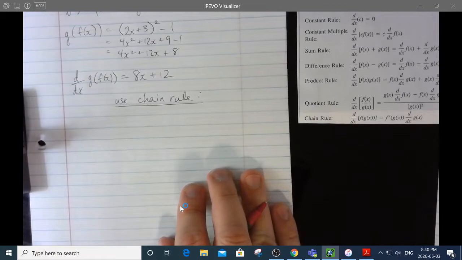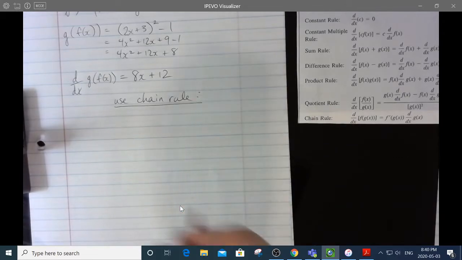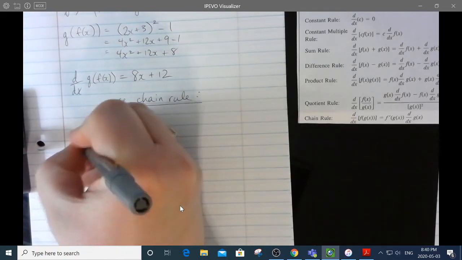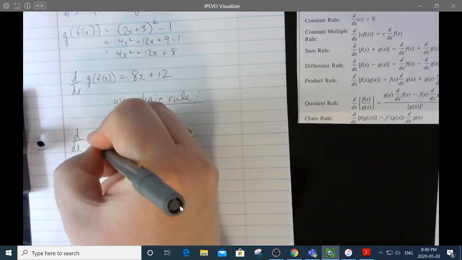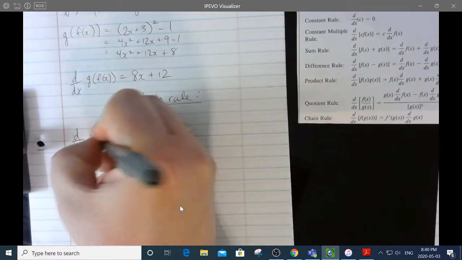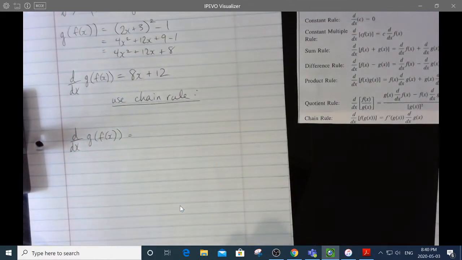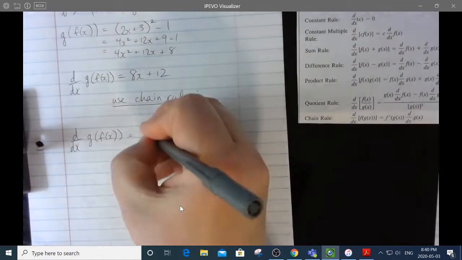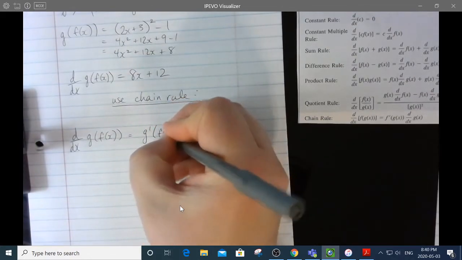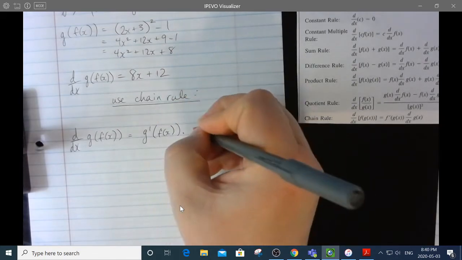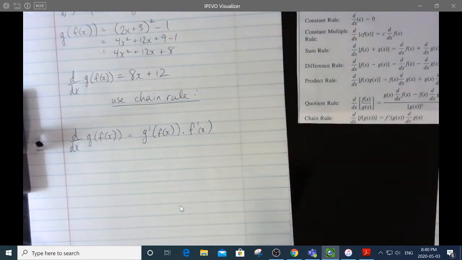So with the chain rule, I am going to say that, of course, I want the derivative with respect to x of g of f of x, which would be g primed of f of x times f primed of x. So let's see what that would look like.